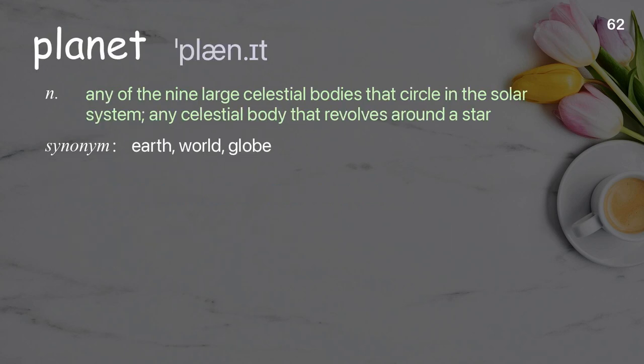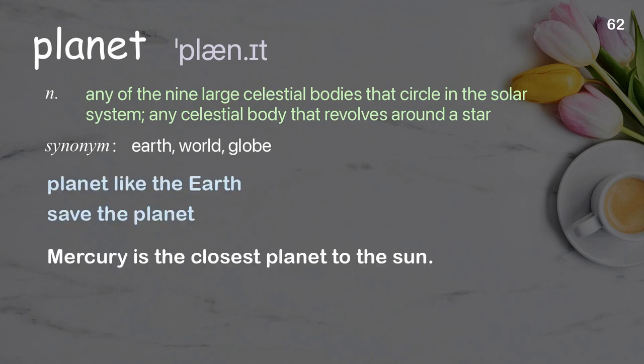Planet. Any of the 9 large celestial bodies that circle in the solar system, any celestial body that revolves around a star. Examples: planet like the Earth. Save the planet. Mercury is the closest planet to the Sun.